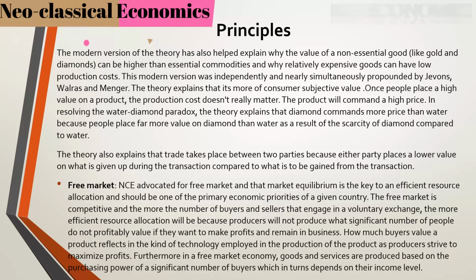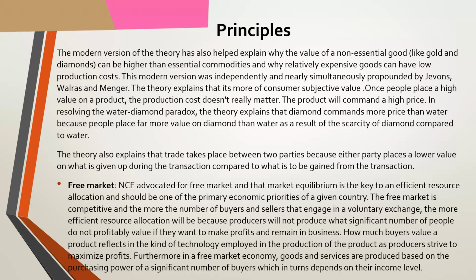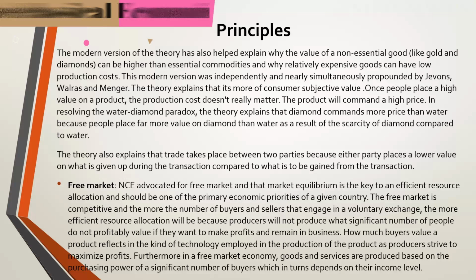Another perspective is that when the price people are willing to pay for the product is small, that makes you try to invest in technology that would ensure your cost of production is minimized, so that you still get profits from every product that you sell. How much buyers value products is reflected in the kind of technology employed in the production of the product. Furthermore, in a free market economy, goods and services are produced based on the purchasing power of a significant number of buyers, which in turn depends on their level of income.